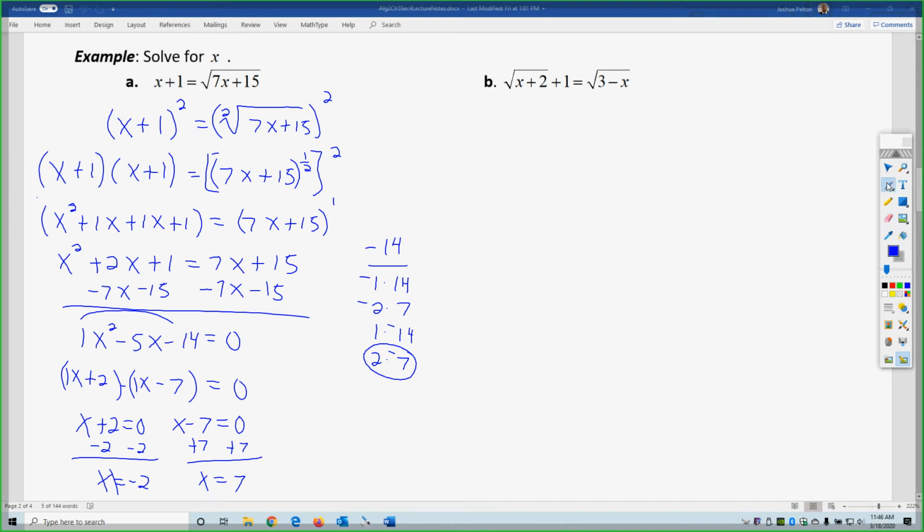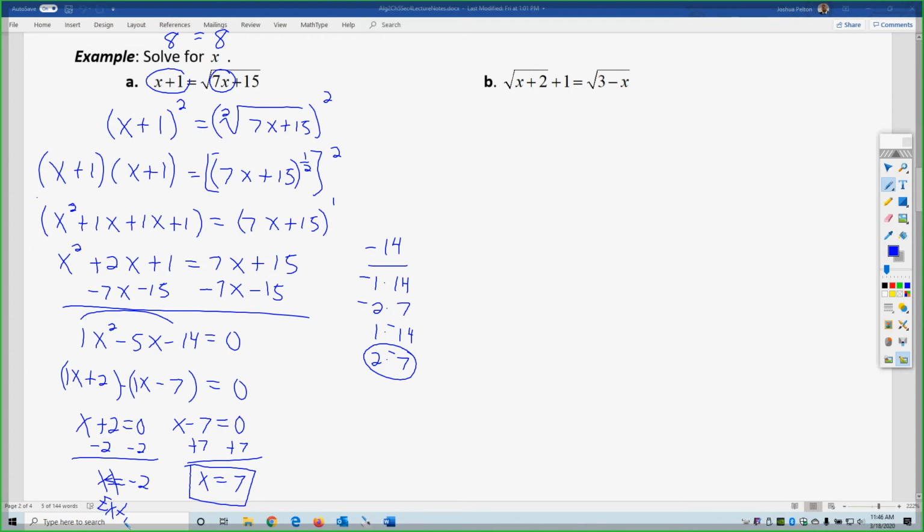If you plug in 7 on this side, you will get 8. If you plug in 7 on this side, you'll get 49 plus 15, which is 64. Square root of 64 is 8. Therefore, this is the solution, 7. This one you should put the line through, because that is extraneous. You can abbreviate there. Okay? So 7 is the answer.